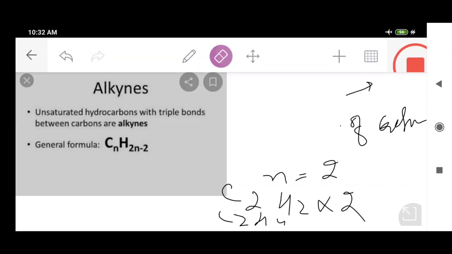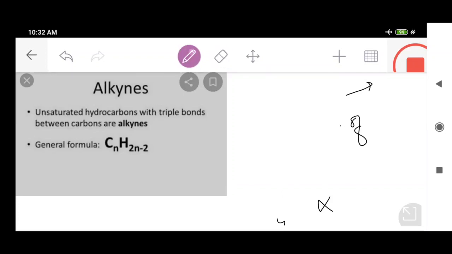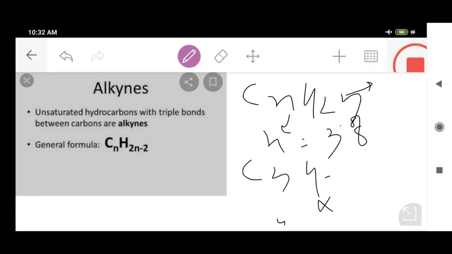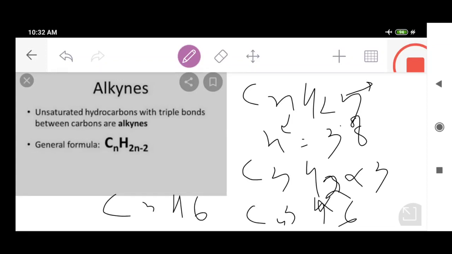Second, with the general formula CnH2n, now substitute the value of n equal to 3: C3H(2 into 3), that is C3H6. I told you that C2H4 is called ethene and C3H6 is called propene. And regarding the other members of this alkene series, we discussed those members in the last video lecture.